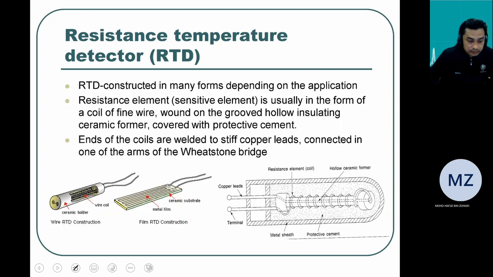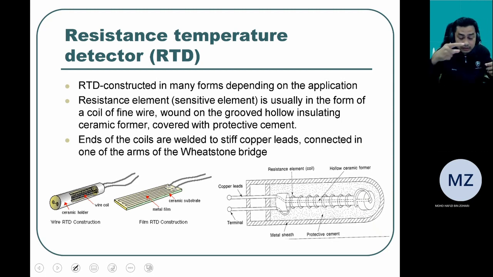If you look at the body of the RTD, this is what it looks like. We have copper leads as the input, and we have another terminal. This is just for positive and negative. Of course, the electrical flow comes in one leg and then gets out the other leg. But it has a coil inside, a ceramic container, a metal container. Inside, they have a ceramic former, this hollow thing, a roll of resistant element.